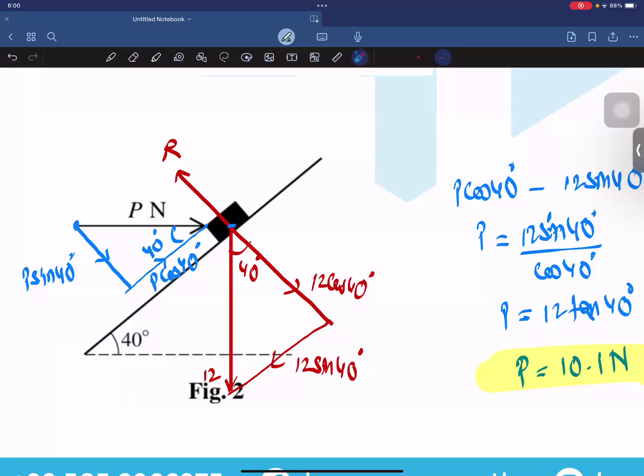So basically this P Newton force will have a component which is perpendicular with the plane. This is opposite to this angle 40, so this is P sine 40. And P cos 40 would be acting upwards along the plane, which is adjacent to the angle of 40 degrees. What we are doing is basically resolving the forces perpendicular to the plane and parallel to the plane. And since the plane is smooth, there is no friction at all.